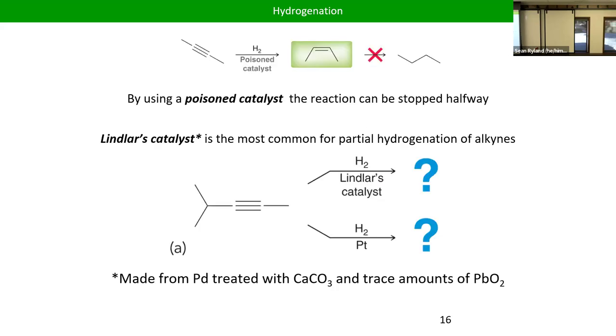And so they figured out a way to do this by basically tweaking the catalyst so it's not as good of a catalyst. The original term was calling it a poisoned catalyst. You basically ruin the surface a little bit. And so the name that is associated with it is called the Lindlar catalyst. If you use Lindlar catalyst, you wind up only hydrogenating it once and you only make the cis molecule.